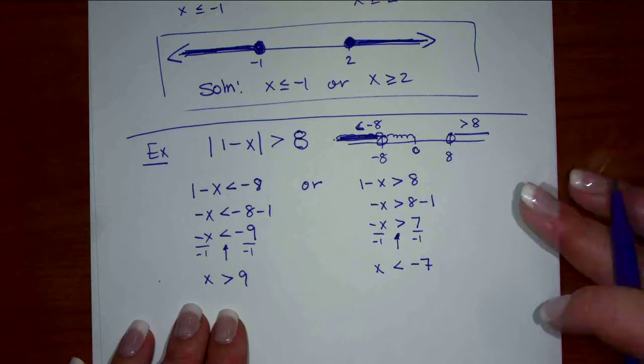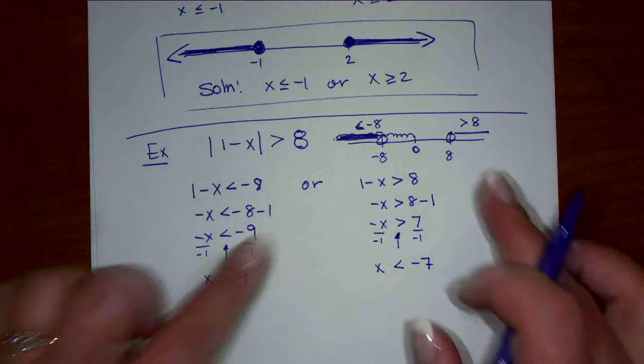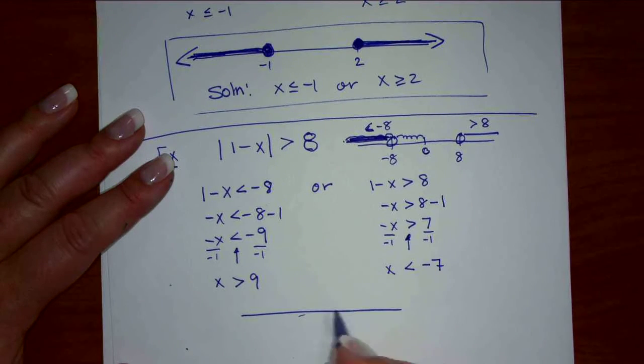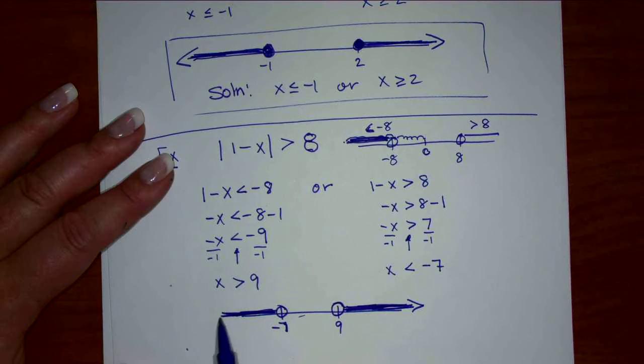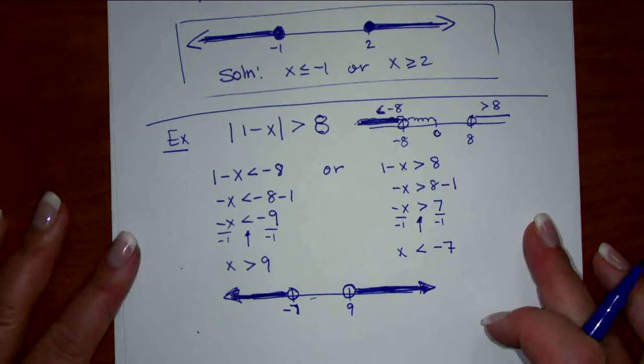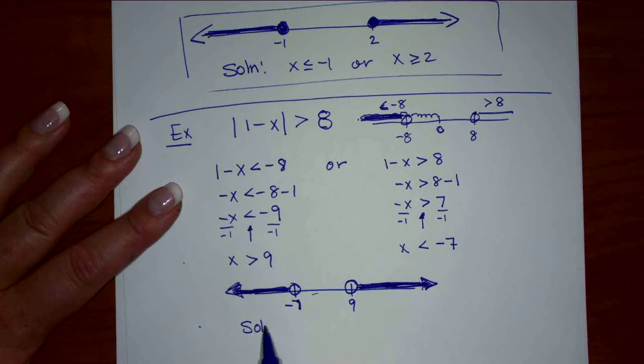Okay, so we've got our two pieces. When we draw them, they should go in opposite directions. So we've got a 9 and a -7. So greater than 9, but not equal, so an empty circle, and greater than 9 is up here. And less than -7 is down here. So our solution is that x is less than -7 or x is greater than 9.